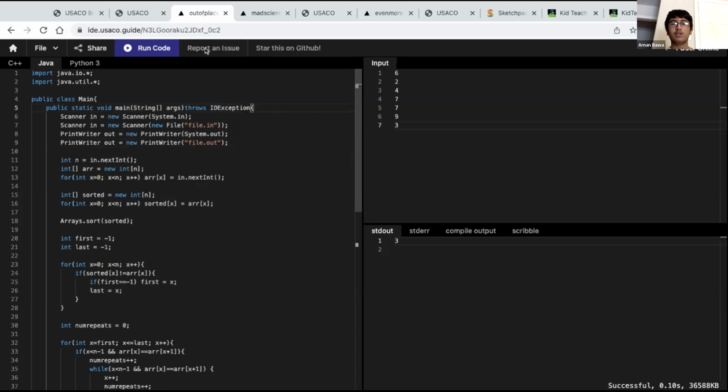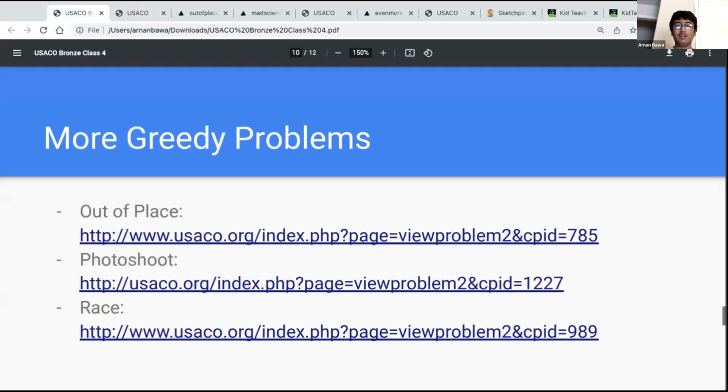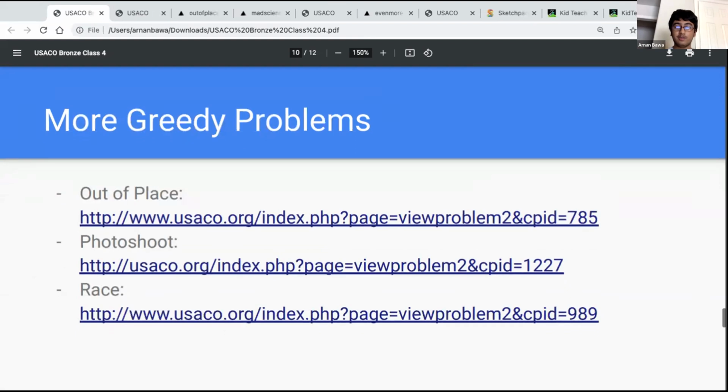So those are all for the greedy algorithms class for today. And there are two more problems that I recommend you do for greedy algorithms practice. They include Photo Shoot and Race for Bronze. And that's also the end of this USACO Bronze class, the 4-day class.